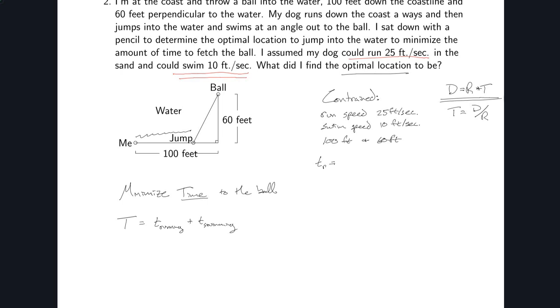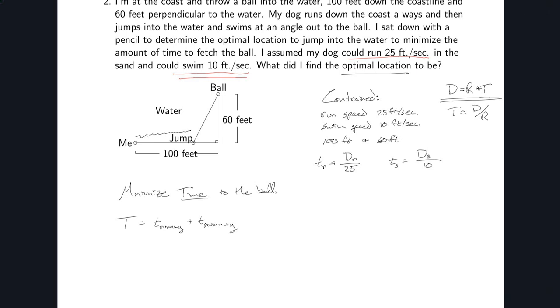So the time running is going to be the distance running over the speed running, and that's 25 feet per second, right? And the time swimming is going to be the distance swimming over the speed that our dog can swim here, which is 10 feet per second. And so what we need to figure out is the distance that the dog is running and the distance that the dog is swimming from our picture here.